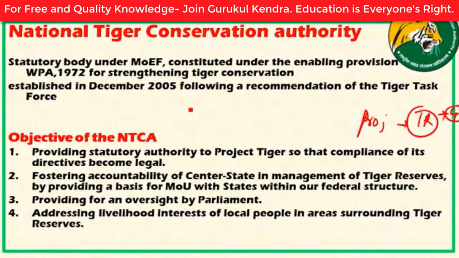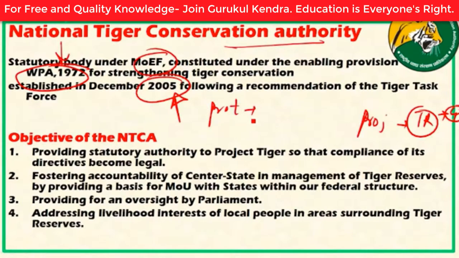It is a statutory body under the Ministry of Environment and Forest, constituted under the enabling provision of the Wildlife Protection Act 1972 for strengthening tiger conservation. It was established in 2005 following the recommendation of the Tiger Task Force. Project Tiger is older than the National Tiger Conservation Authority. Project Tiger was established in 1973 itself. Please remember, the National Tiger Conservation Authority was established in 2005.